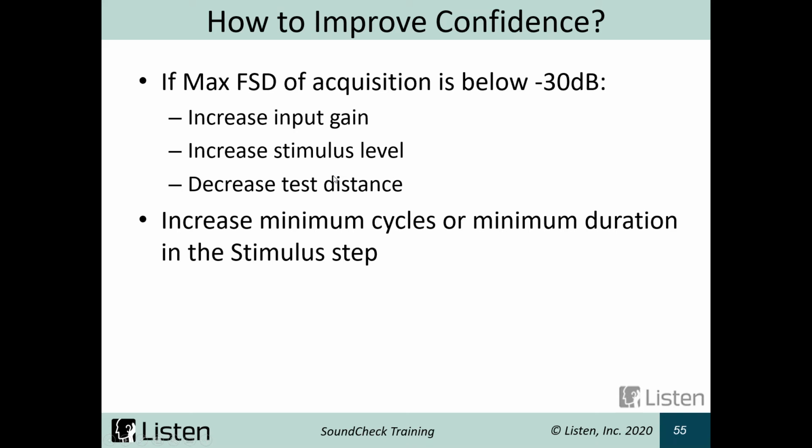In the stimulus step, we could also increase the minimum cycles or minimum duration. Remember a stepped sine sweep steps between frequencies. It spends a certain amount of time at each of those steps. If I'm only spending one cycle at every frequency, I'm not going to be able to reject all the noise around it. I'm not going to be able to calculate what's actually signal, what's noise, what's randomness. The longer we spend here, the more noise we're able to reject.